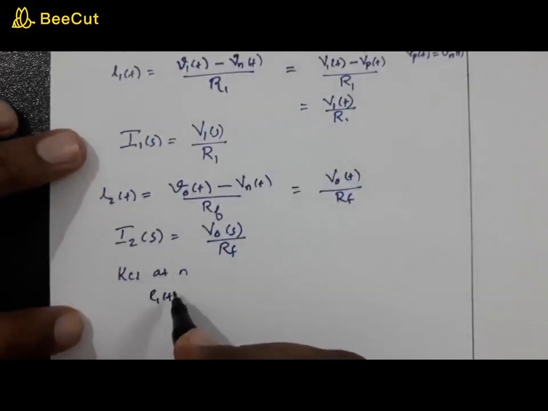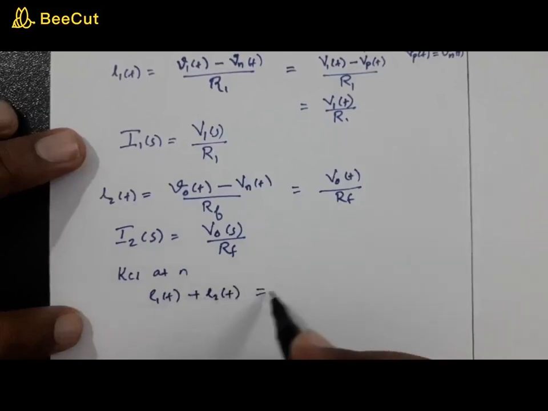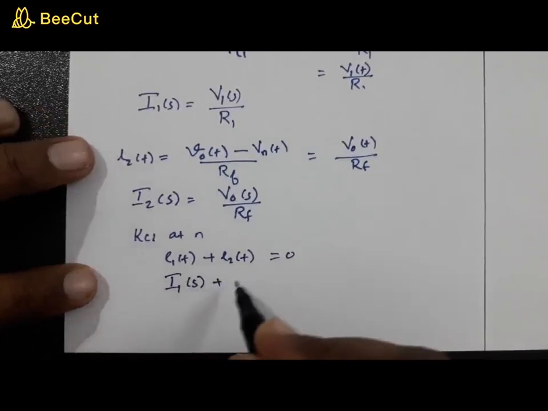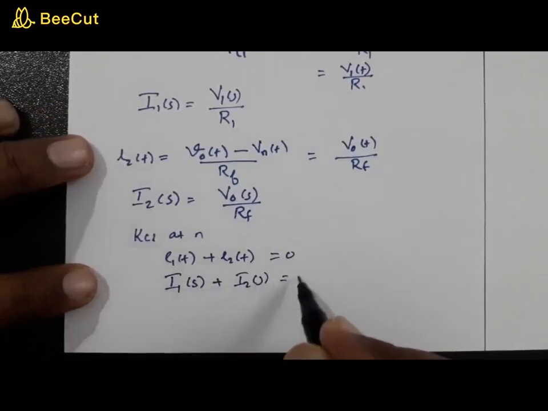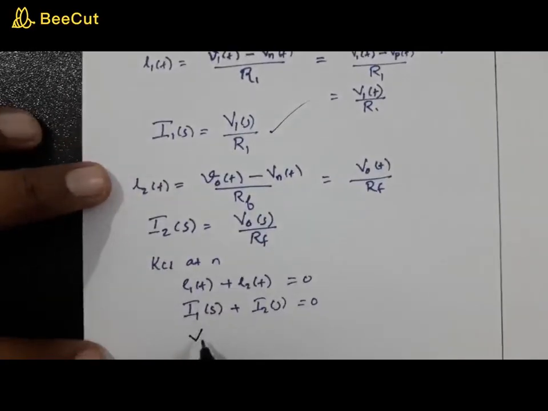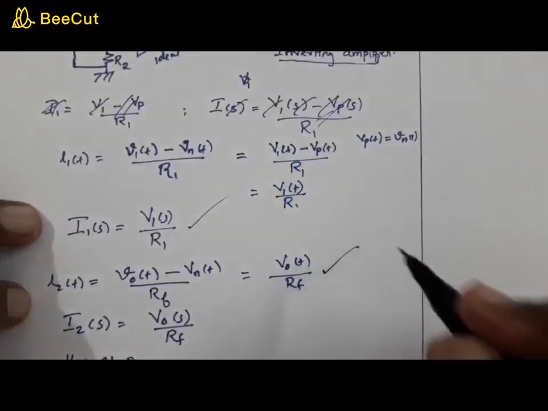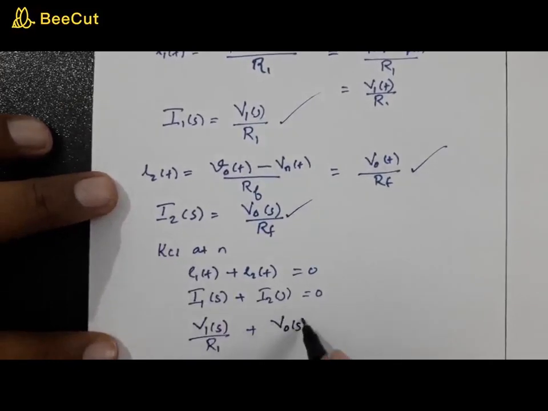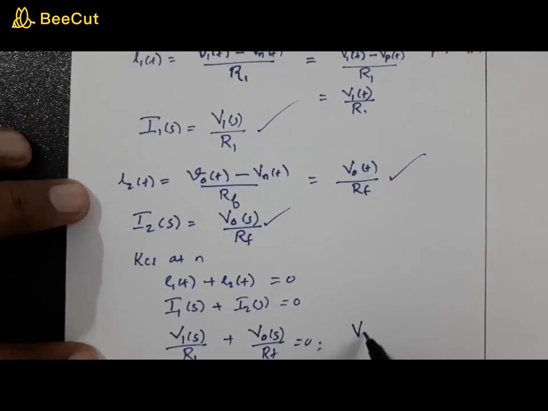KCL at n means I1 of t plus I2 of t is equal to 0, or as per the transformed equation it will be I1 of s plus I2 of s is equal to 0. What is I1 of s? I1 of s is V1 of s by R1, plus V0 of s by RF, is equal to 0.